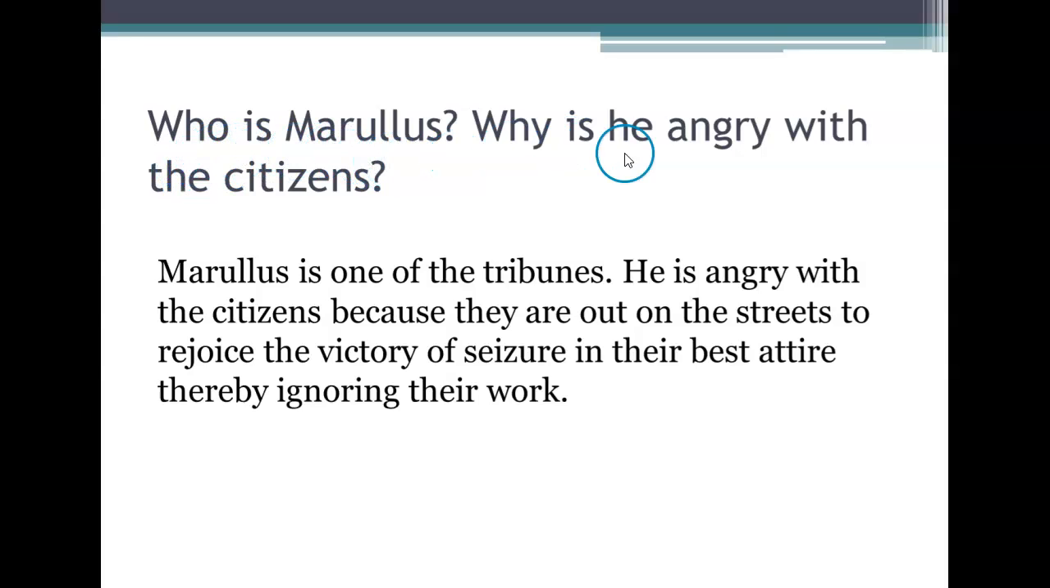Who is Marullus and why is he angry with the citizens? Marullus is one of the tribunes. He is angry with the citizens because they are out on the streets to rejoice the victory of Caesar in their best attire, thereby ignoring their work. Now here again there is a spelling error. It's Caesar, C-A-E-S-A-R.